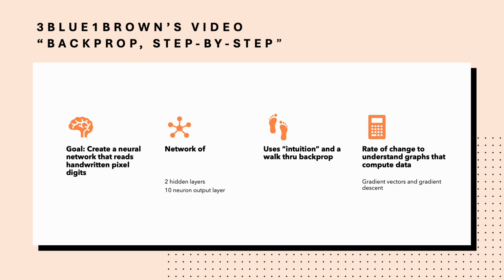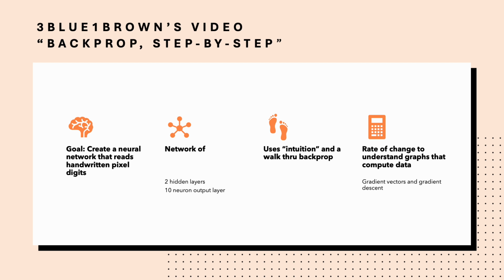Now, 3B, 1B takes viewers on an intuitive walk through backpropagation and its algorithm. So backpropagation is the core algorithm of how neural networks learn stuff from us humans. We're also going to be looking at the use of derivatives and the rate of change of graphs and how we use that to compute something for the network.